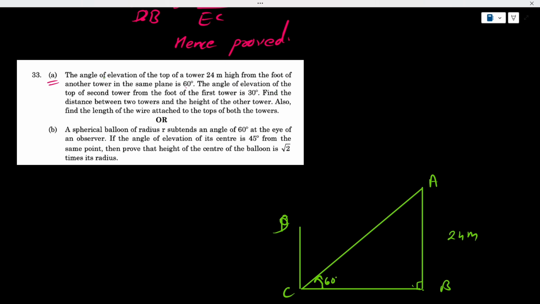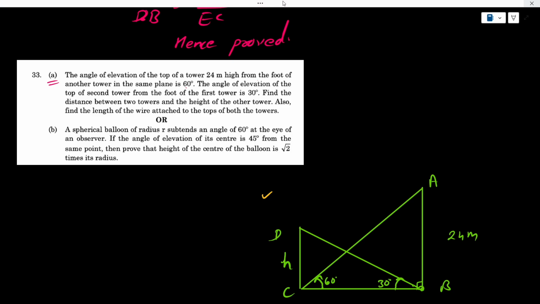Then the angle of elevation of the top of the second tower. Now this is your second tower, right? From the foot of the first tower. That means here, this is the foot of the first tower to the top of the second tower. So this is your line of sight, and horizontal is BC. Line of sight is BD, horizontal is this. This angle is nothing but 30°. We need to find out the height of the second tower, which is CD.